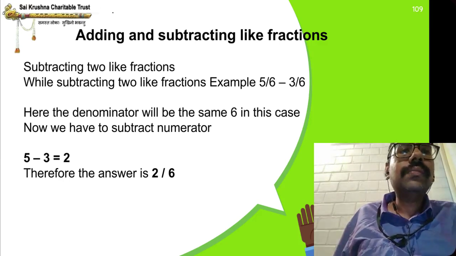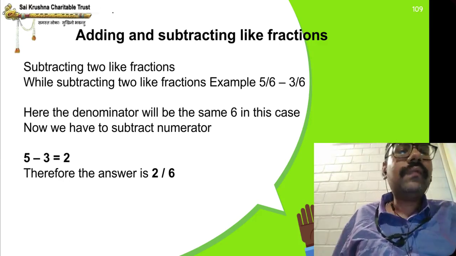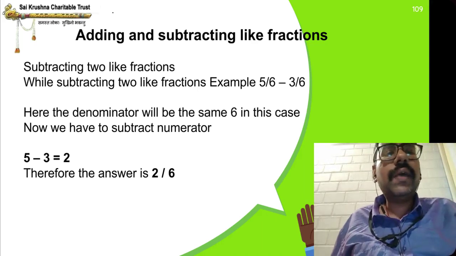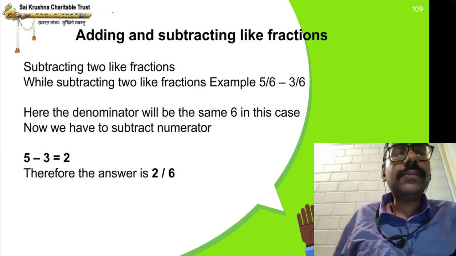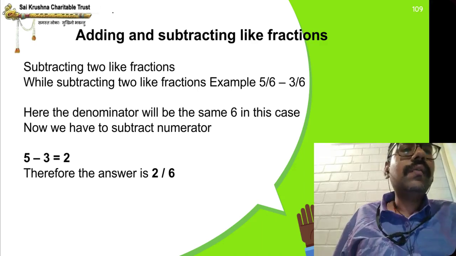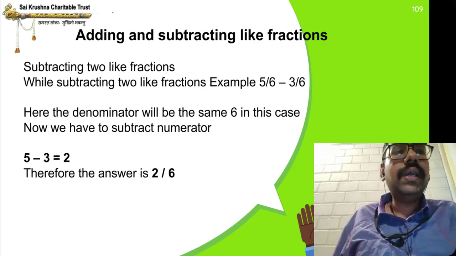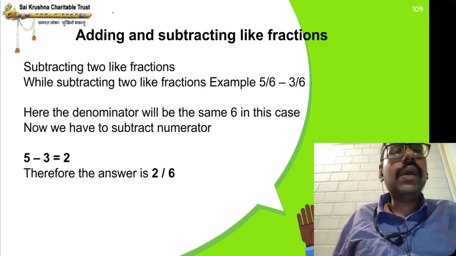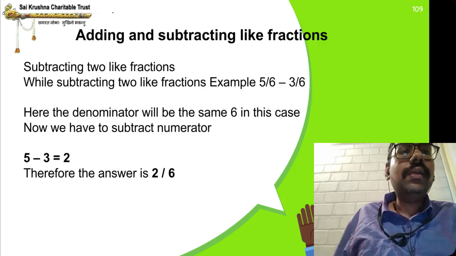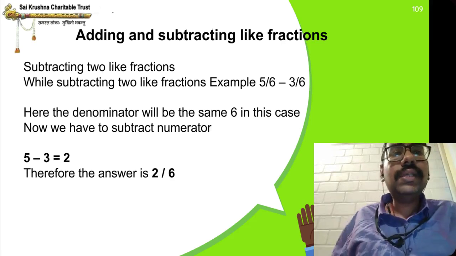Now, for example, I will take 5 by 6 and 3 by 6. 5 by 6 and 3 by 6 are two fractions. How to do subtraction of these? Very simple. 5 by 6 minus 3 by 6. So 6 is the denominator which is common in both the fractions. What is common? 6 is common. So write 6 below.